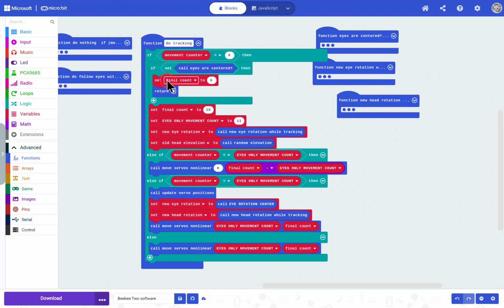The eyes are not centered. Fast exit out of here. Otherwise, it's going to take me 26 counts to finish it. At 11 counts, I am halfway through it.